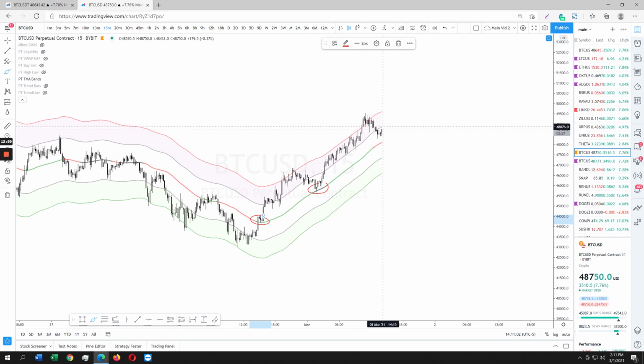Now, what could possibly happen? We get a retest of the top, and then come down and test this area over here. And then I'm going to scalp long again back up.